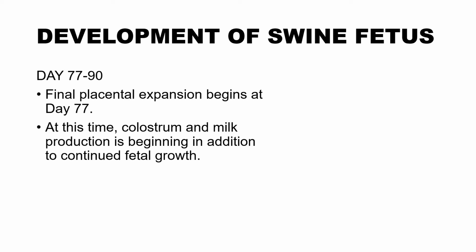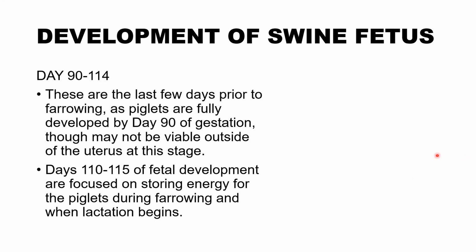Then, day 77 to 90, final placental expansion begins at day 77. At this time, colostrum and milk production will begin. And there is continued fetal growth. And then the last part of the gestation period, these are the last few days prior to farrowing. Piglets are fully developed at day 90, but they are not yet viable, they cannot survive outside the uterus at this stage.